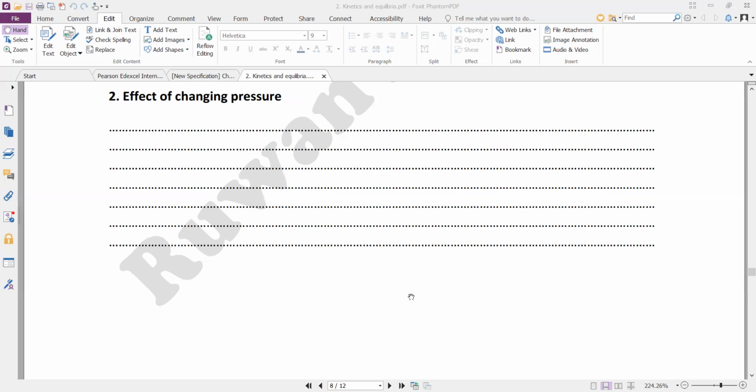And also the pressure at which the reaction is carried out can be increased by using more moles of the reactants in the same volume. That means adding more gas. Adding more reactant will increase the pressure. Okay. That's it.